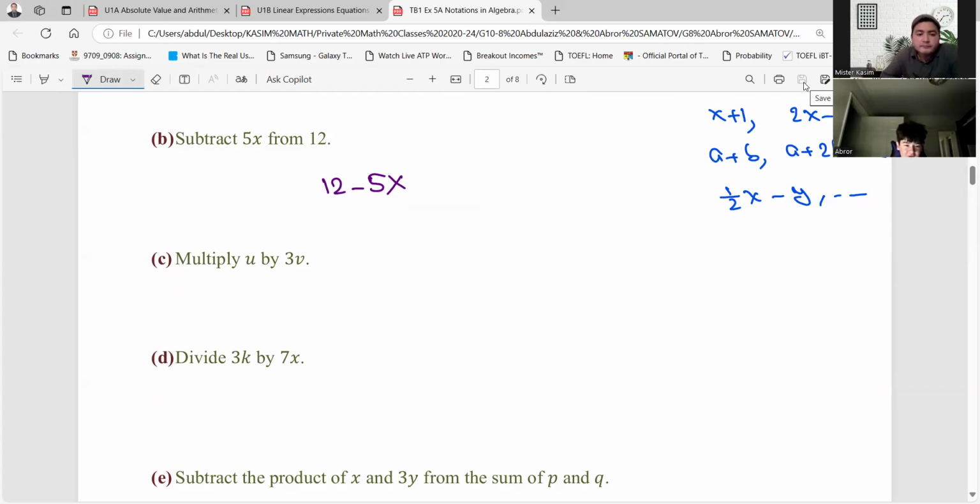And multiply u by 3v. Multiply u by 3v. So that means I'm multiplying this u by times 3v. How do we multiply two algebraic terms?